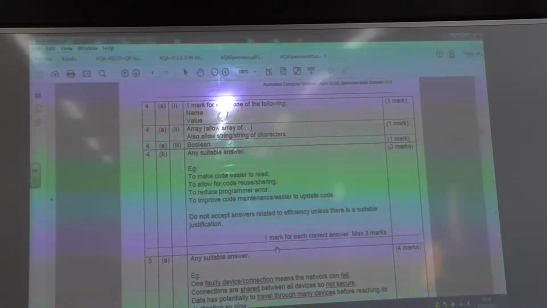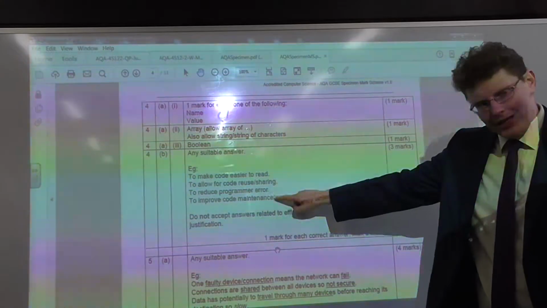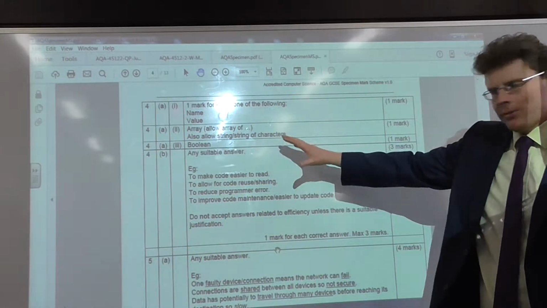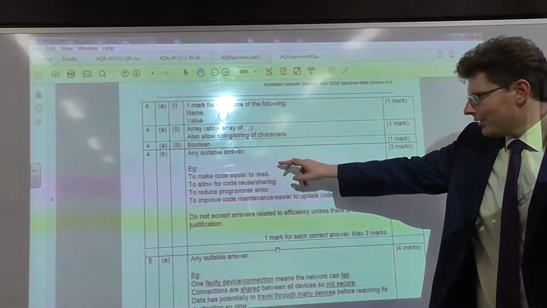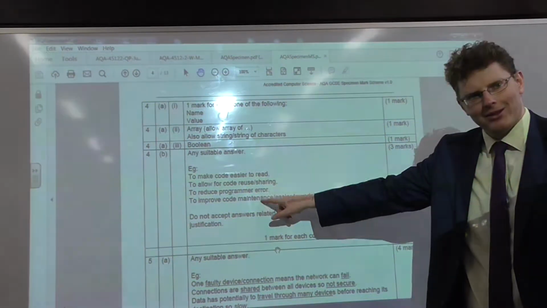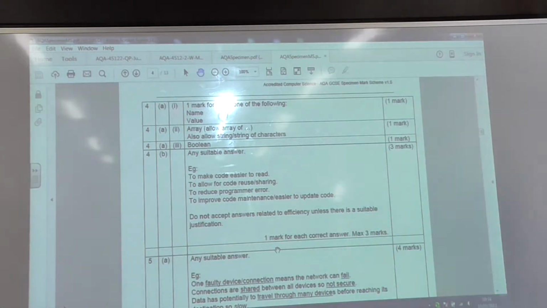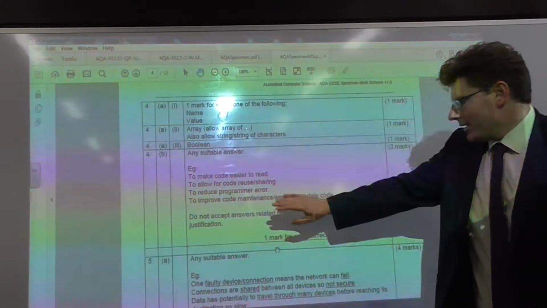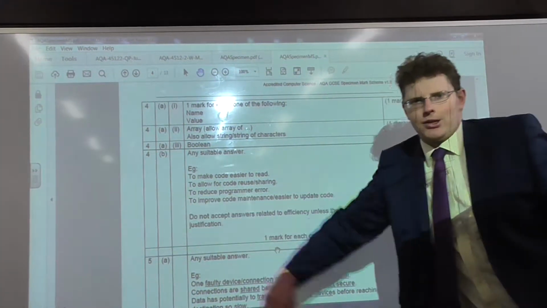Make code easy to read, allow for code reuse/sharing, reduce programmer error, to improve code maintenance, easier to update code. You can see where the examiner himself, or herself, is starting to struggle to come up with more reasons, because those two are kind of the same, aren't they? There's not a huge difference between the two. So, for me, they've been my top 3 answers.